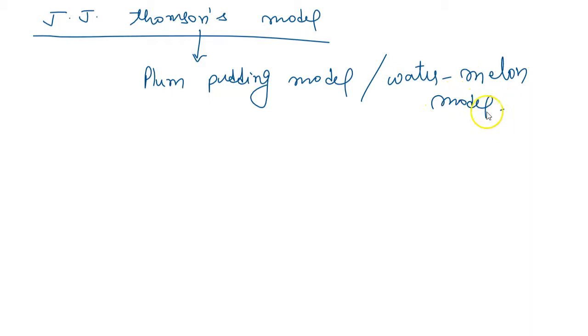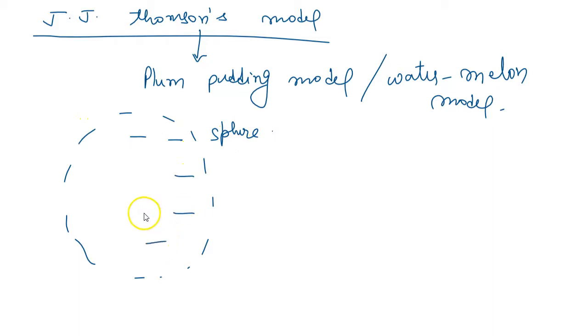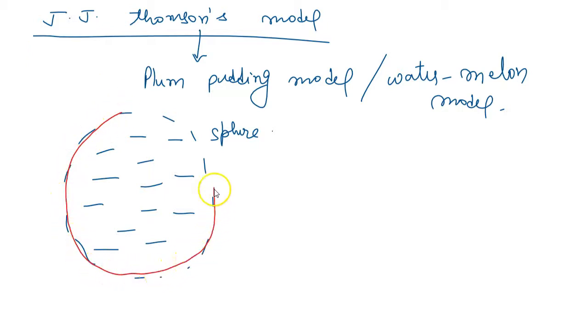Why this name? Because if you look at a watermelon, what we generally have is a big sphere, and the seeds are scattered throughout it, right? So these are the seeds shown with the dotted blue lines. So what did J.J. Thomson say? That an atom is like a watermelon.